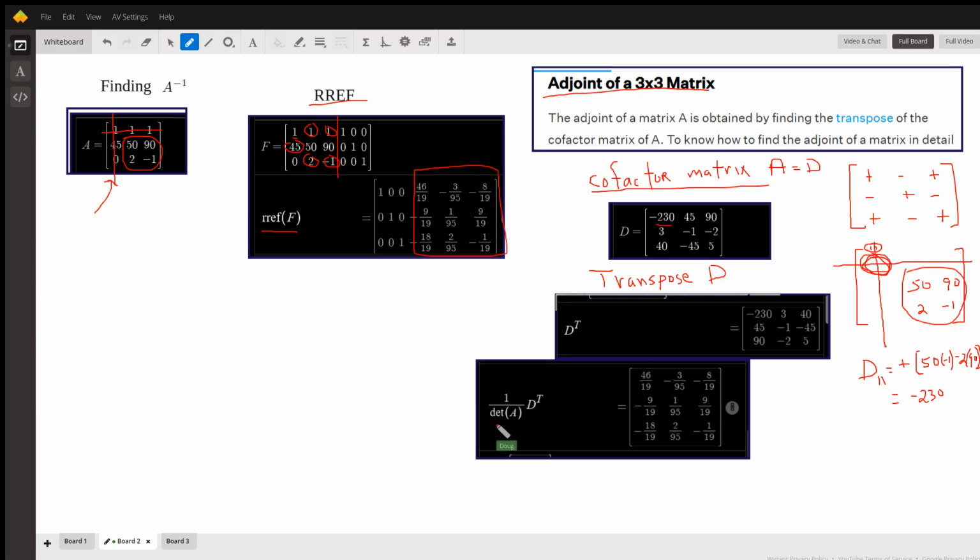And now to get A inverse, you multiply that by the reciprocal of the determinant of A. And for the determinant of a 3 by 3 matrix, there's a couple ways to do it. Expansion by cofactors is probably the easiest way, but you can also write the first 2 columns out to the right, and then multiply along the diagonals. I'm not going to go through it.